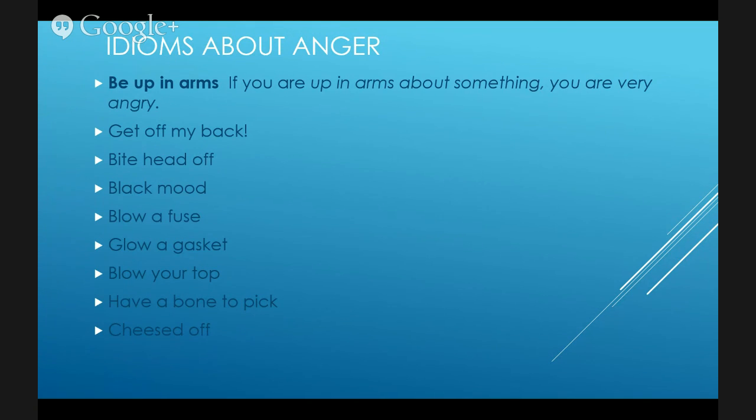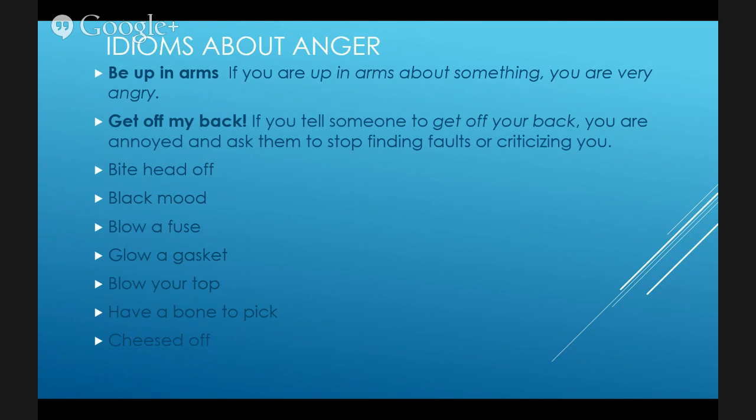Okay. So if somebody says to you, "Get off my back, Vincenzo. Get off my back." What does he mean? Off my back would be that someone doesn't want to listen to you, or doesn't want to talk about a question or a topic. Absolutely. That is exactly what it is. They're probably annoyed with you. If you tell someone to get off of your back, you are annoyed and ask them to stop finding faults or criticizing you.